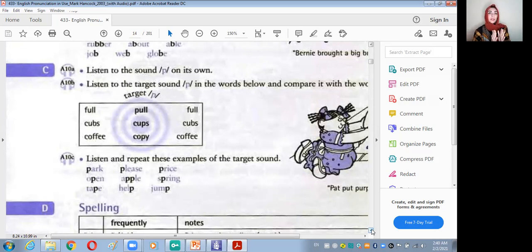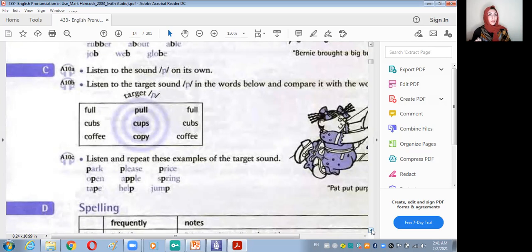Now let's put this sound in some words to compare between this sound and other sounds. Pull, full. So here the comparison is between the p and the f, the plosive p and the fricative f sound. Now the second one, cups, cubs. Here in the word cups, the vowel sound is a bit shorter before the voiceless consonant p. And in the second word, cubs, we have the vowel a bit longer before the voiced consonant.